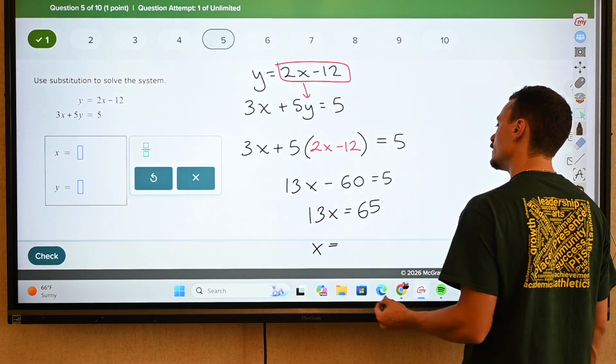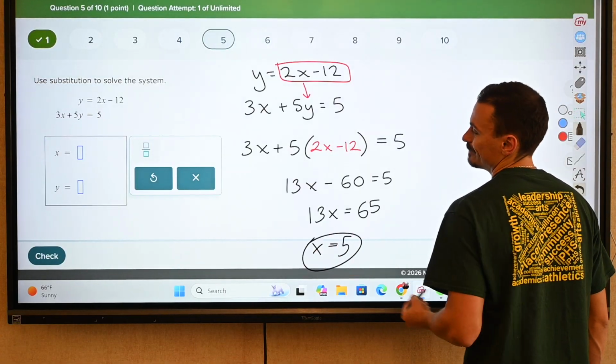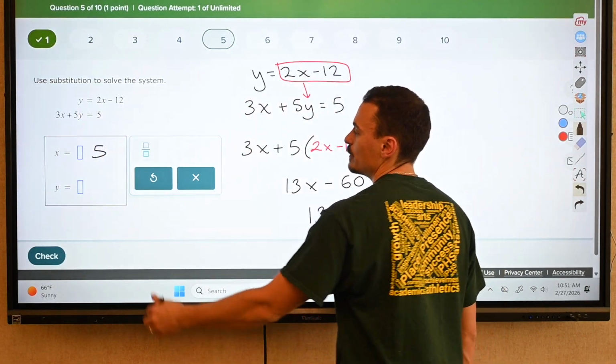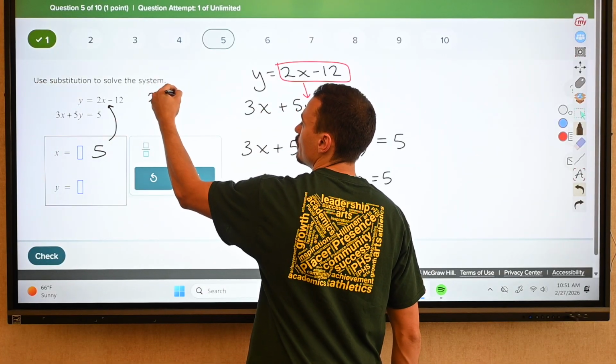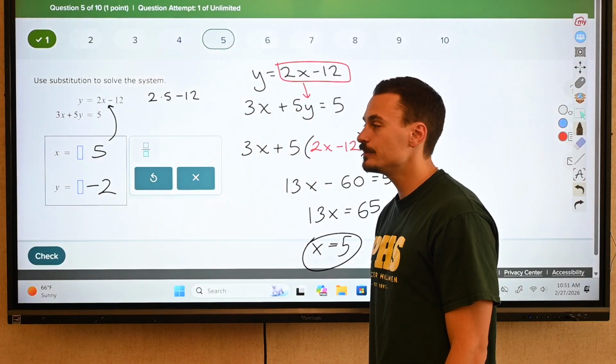We get x equals 5 again. So x is equal to 5. And then we're going to substitute 5 in for x. 2 times 5 minus 12 is negative 2. And there you go.